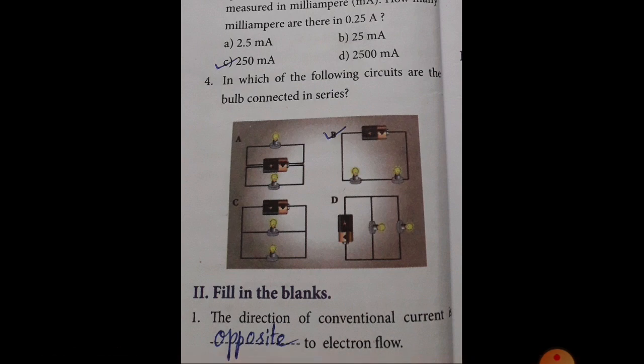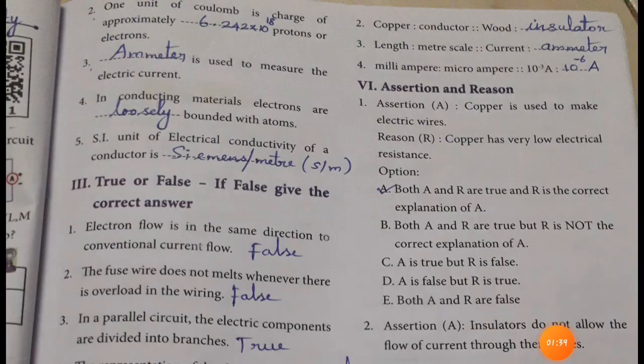Fill in the blanks. First one, the direction of conventional current is opposite to electron flow. And second one, unit of coulomb is a charge of approximately 6.24 times 10 power 18 protons or electrons. Third one, ammeter is used to measure the electric current. Okay, this is an instrument, children. Fourth one, in conducting materials, electrons are loosely bound with atoms. Fifth one, the unit of electrical conductivity of a conductor is Siemens per meter.